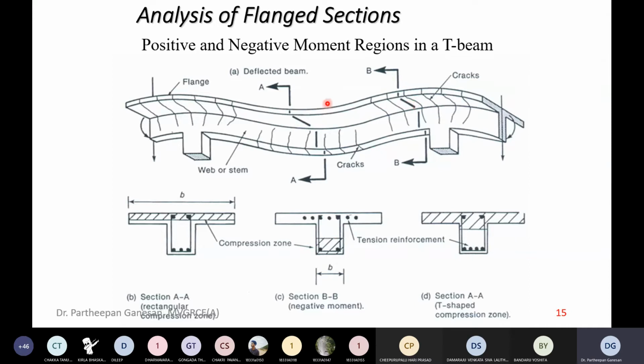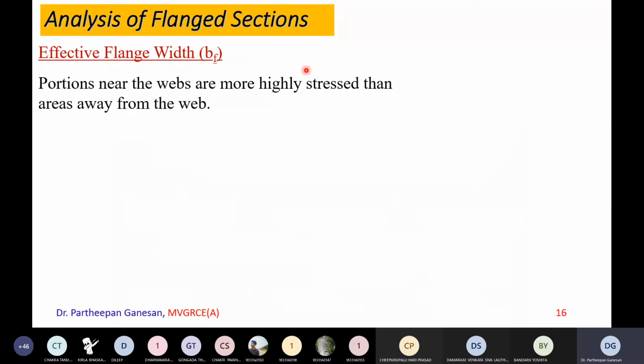Okay. So this is a positive negative bending. Now, in analysis of flange section, I told you, let us say, ideally what happens is that I will directly go into another slide because I want to show some animation.